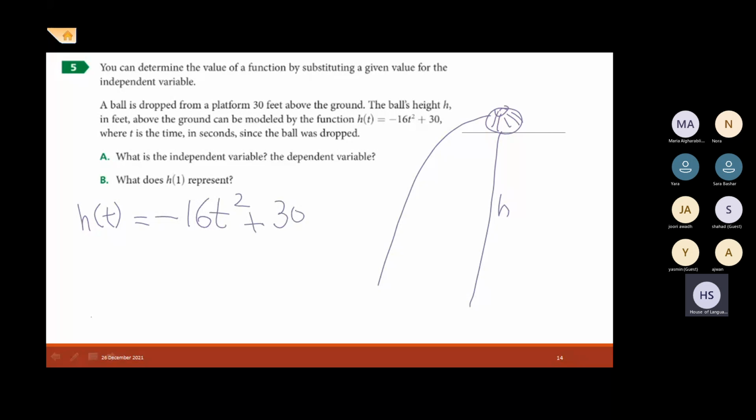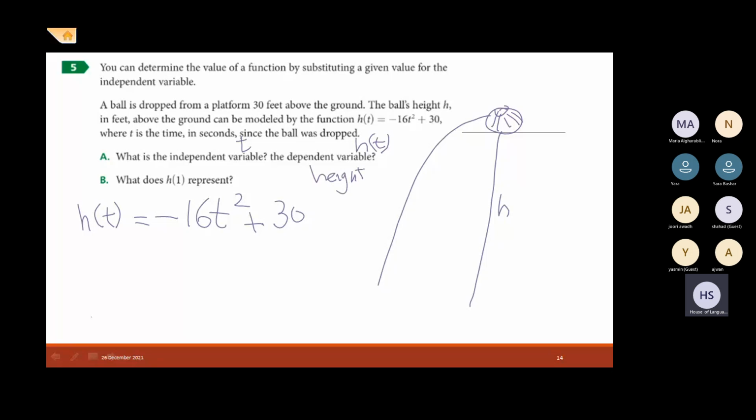Where is the dependent variable? Where is the independent variable? T. Bravo. So the independent variable is t. The dependent variable is y, or h of t. Or by another name, we can say it's the height, because they told you h, it means height.